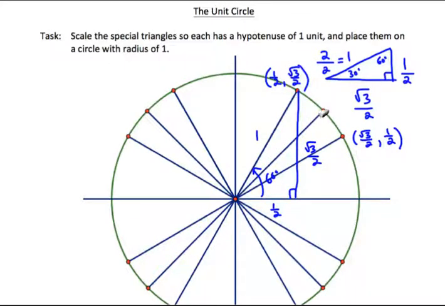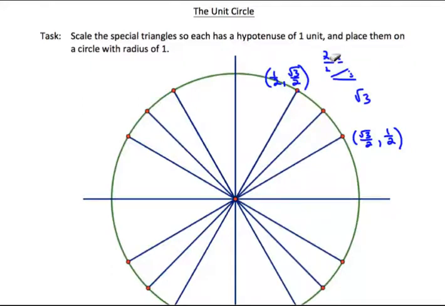That makes the coordinates of this point 1/2, comma, root 3 over 2. Now, if we carry on, again, I'll tidy this up a bit. This is a 45-degree angle. So I've got a 45, 45, 90 triangle.